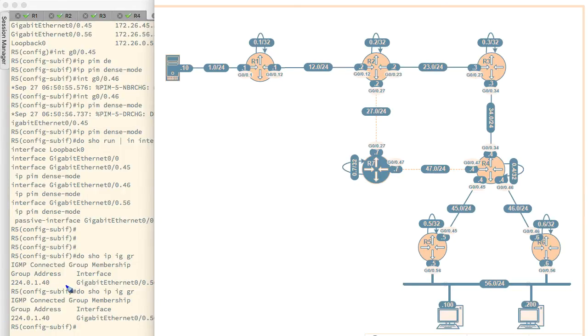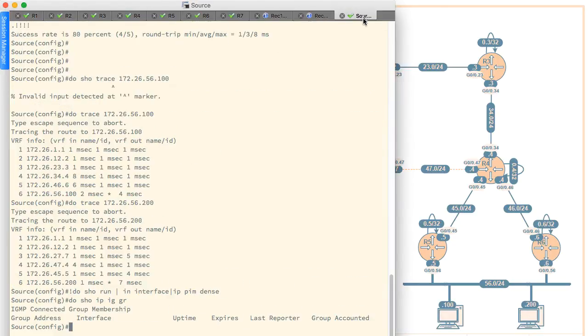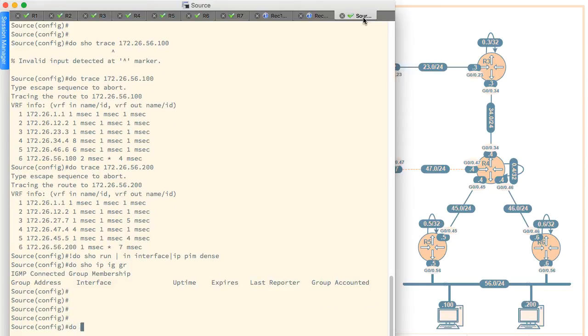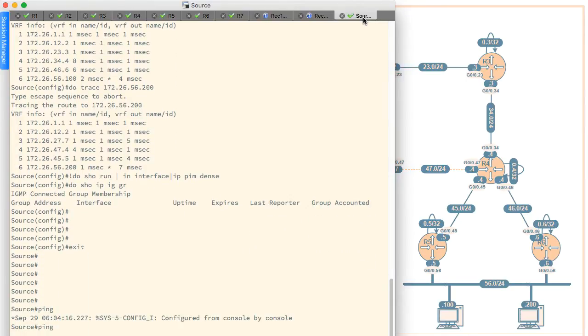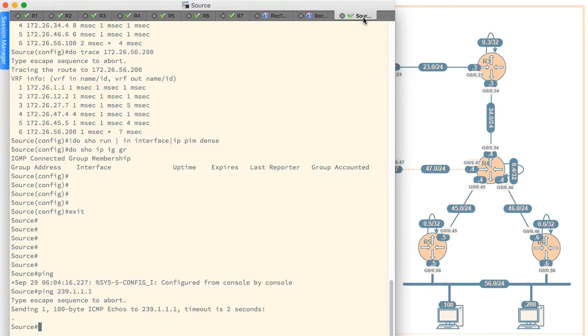So let's go ahead and quickly send some traffic over from the source and see what happens to our domain. So we'll say ping, and let me just get out into the exec mode here. I'll say ping 239.1.1.1. Why not, right? So that's a group that nobody should be responding to. And let me send just a single packet. So one single packet goes out.